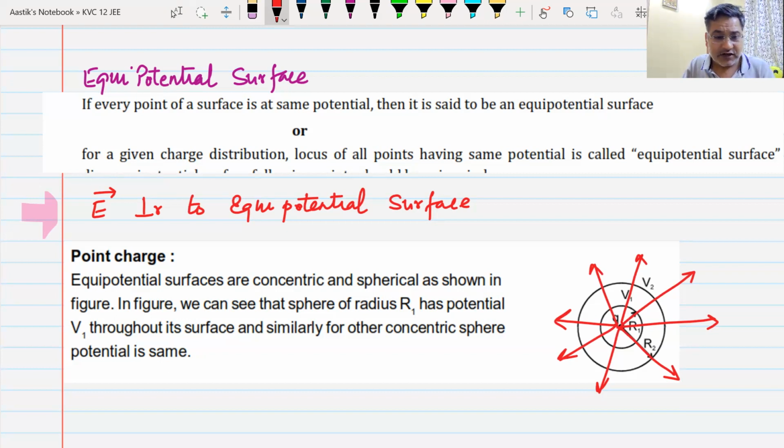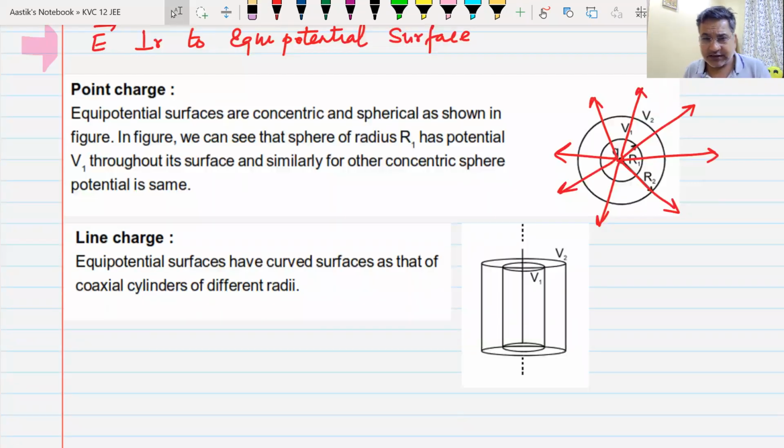The second type of charge is a line charge, and the type of equipotential surface would be a cylinder. At any point on the cylinder, the electric field will be going perpendicular. The points will be at the same distance from the line charge, so they would be equipotential. Do we understand this? Yes or no?